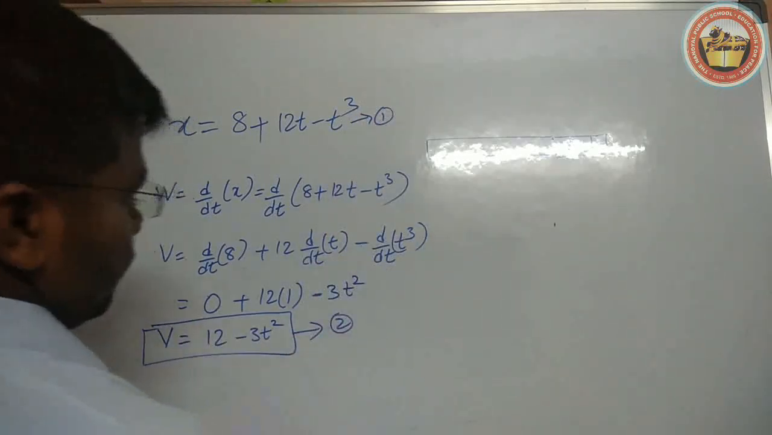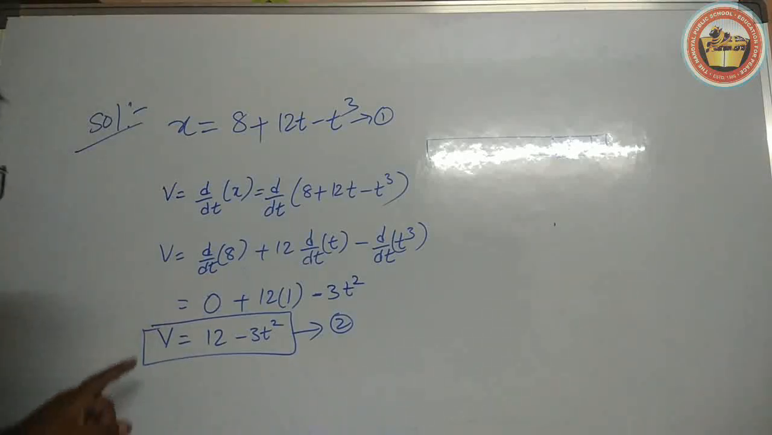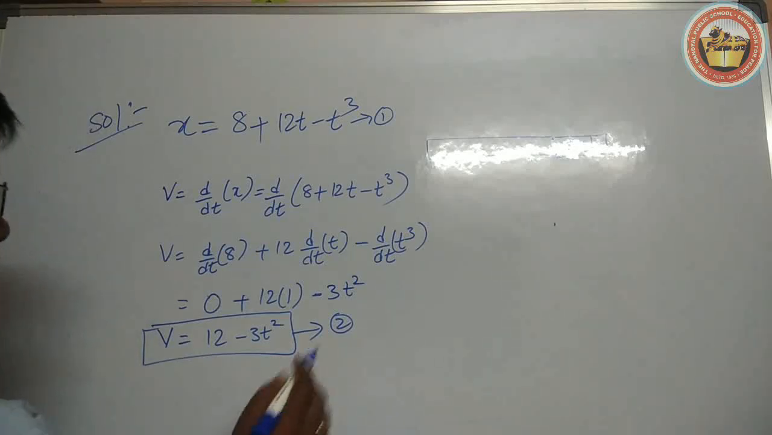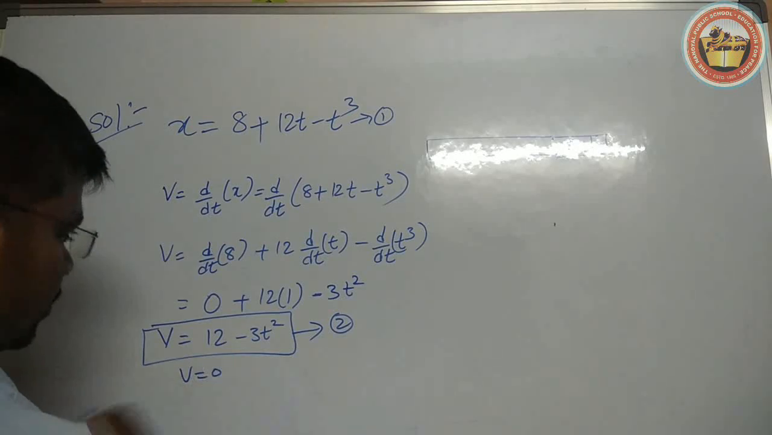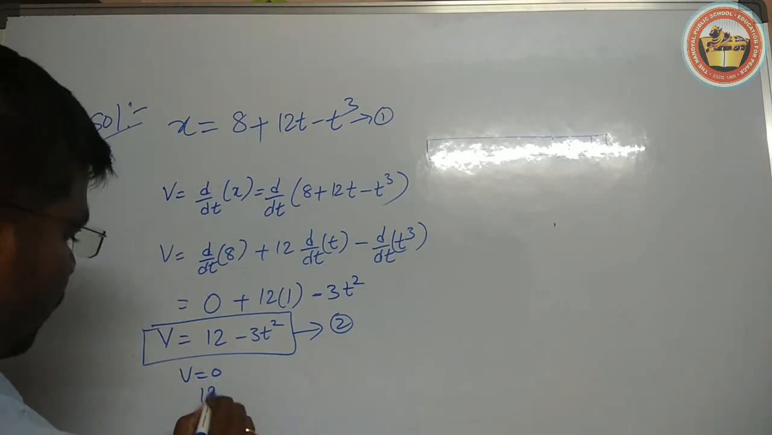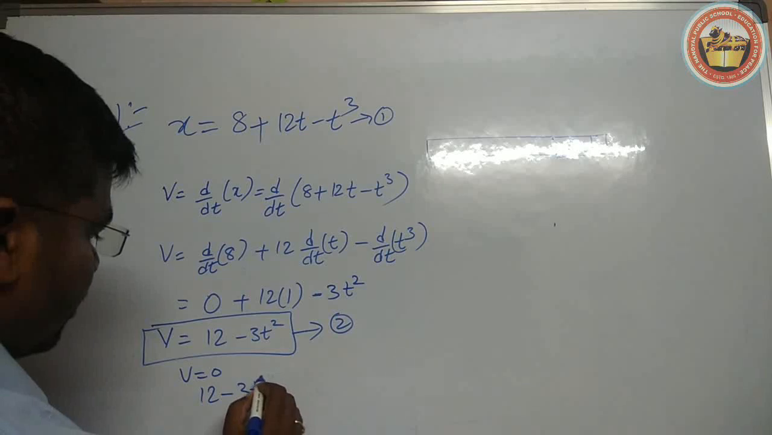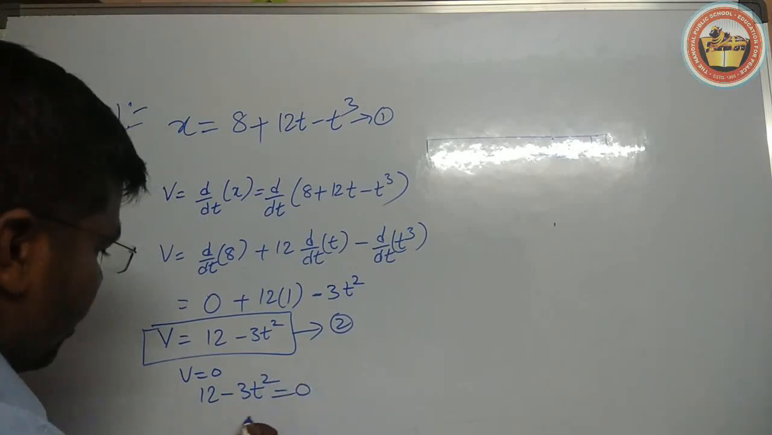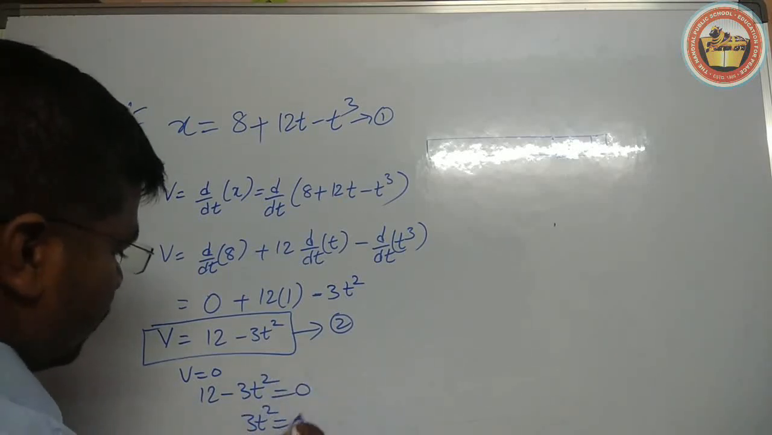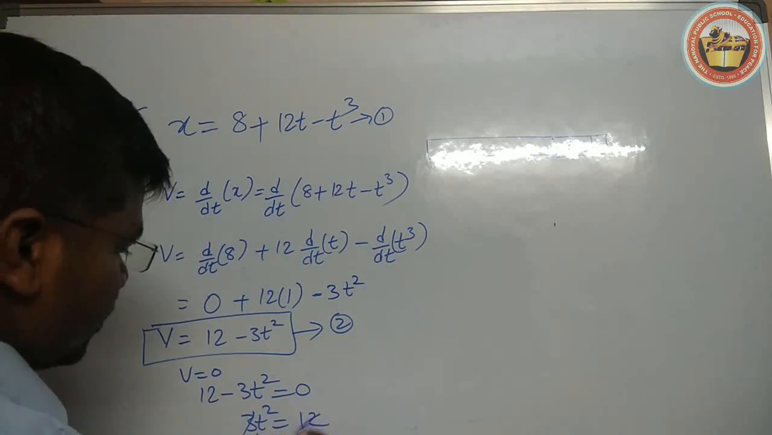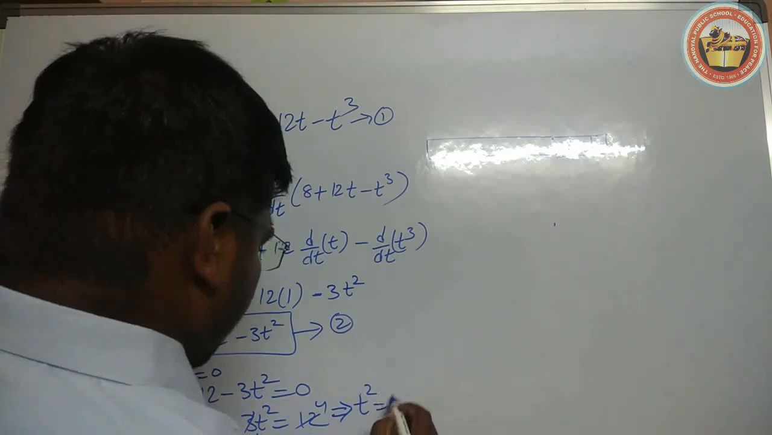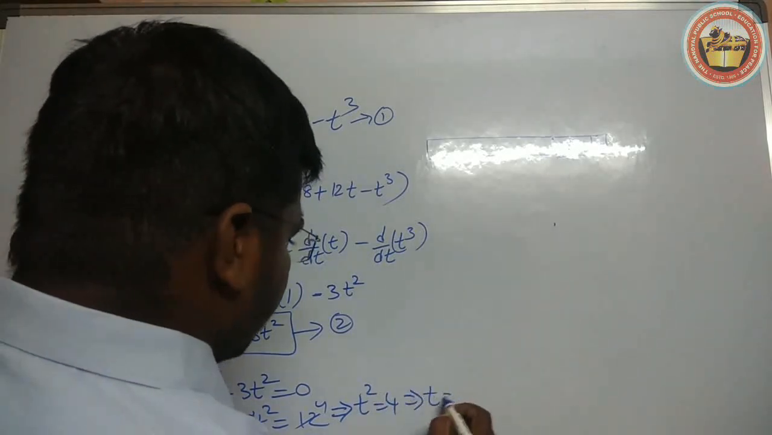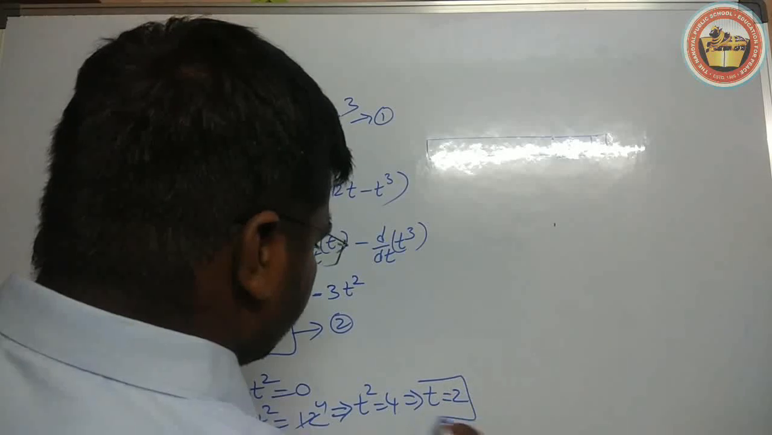According to the question, velocity becomes 0. If velocity becomes 0, find the retardation. So v equal to 0 means 12 minus 3t square is equal to 0. 3t square is equal to 12, so t square is equal to 4, and t is equal to 2.